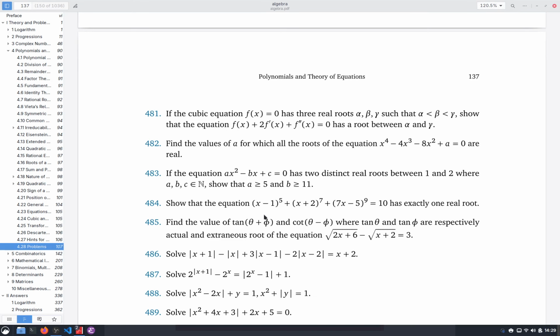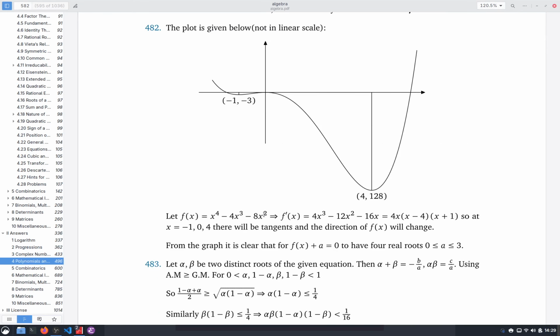Now note that in this case, we have not taken a here. So computing f prime x, we get three roots, and those roots are minus 1, 0, and 2. So you look at these points. At x equal to minus 1, there will be a tangent parallel to the x-axis. At this point, there will be a tangent parallel to the x-axis, and at this point too.